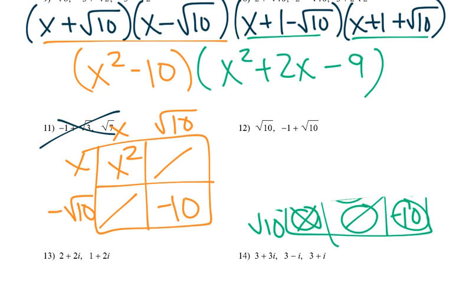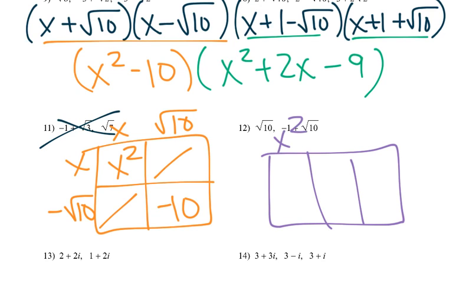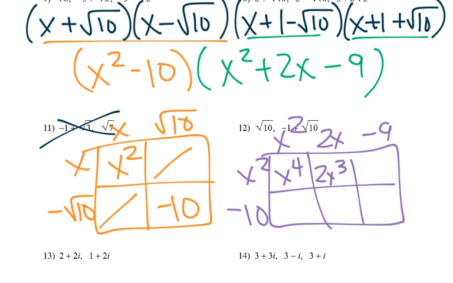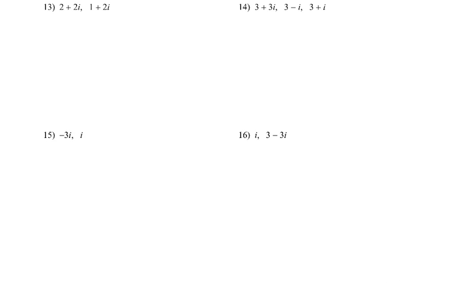Okay, then I do this last little piece. x squared, 2x, negative 9, times x squared, negative 10. So I get x to the 4th, 2x cubed, minus 9x squared, negative 10x squared, negative 20x, and positive 90. So we end up with x to the 4th plus 2x cubed minus 19x squared minus 20x plus 90. And there's the rationals.